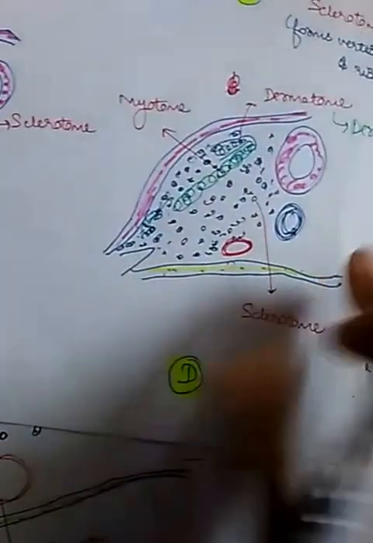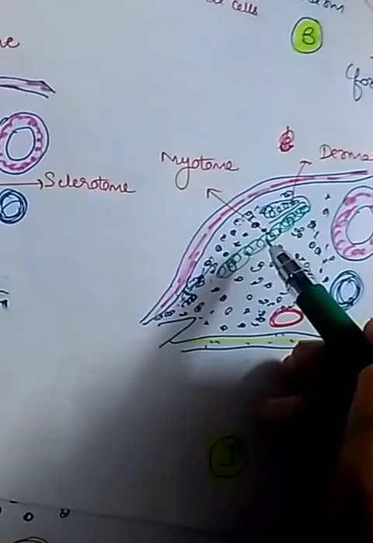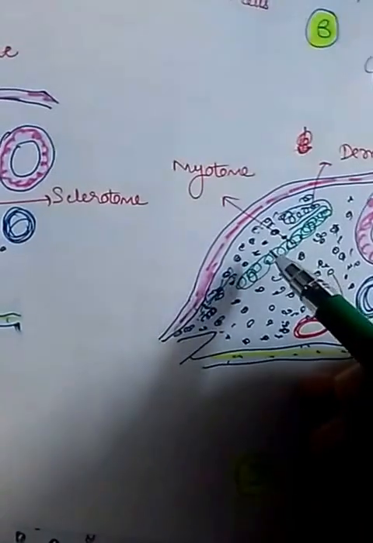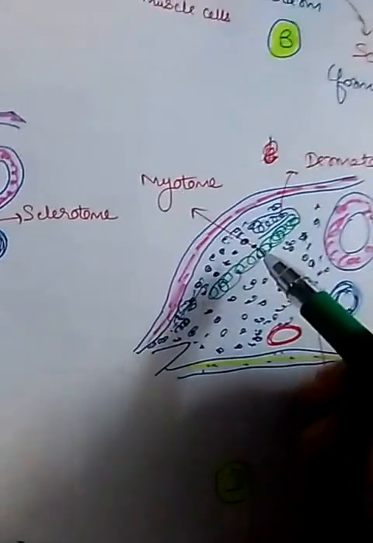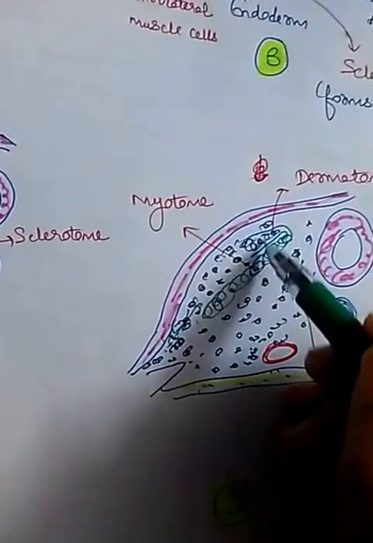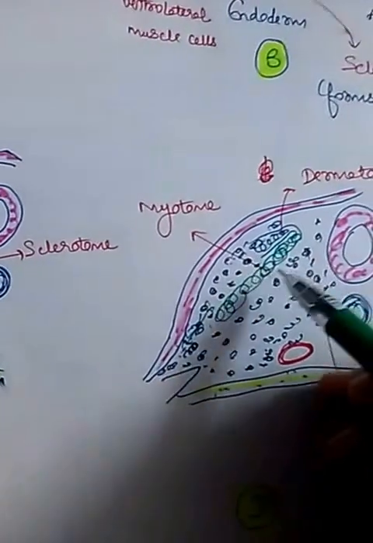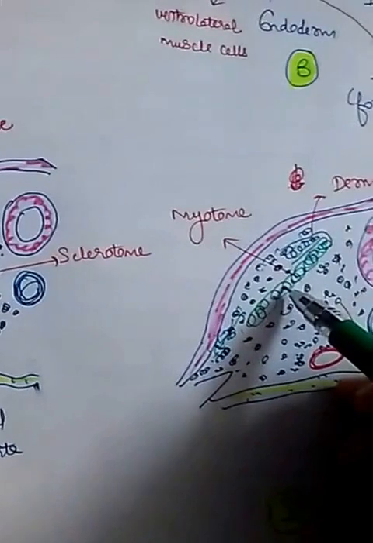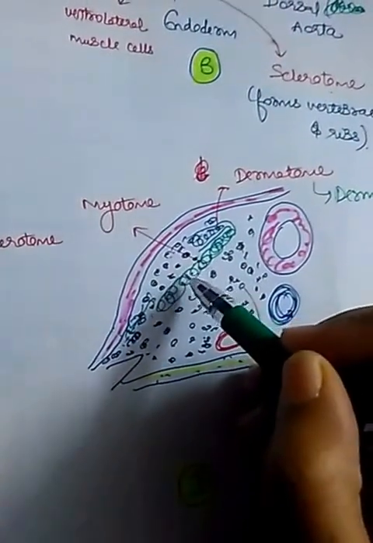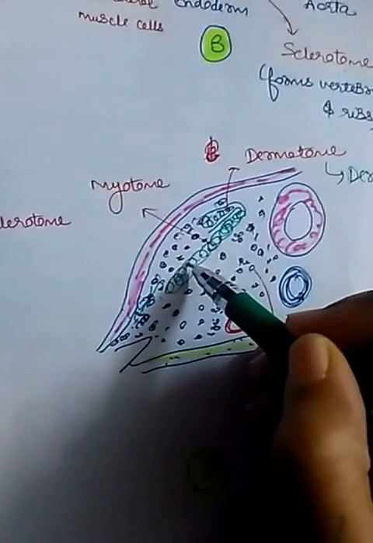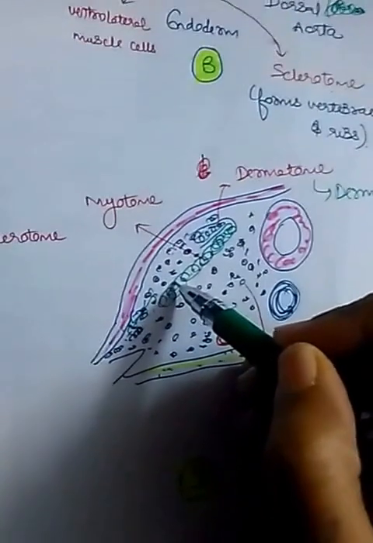And the cells from the dermamyotome, as I have told, the dermatome and myotome are basically together, so you can say this dermamyotome forms the dermis of the skin of the back and the muscles of the back and body wall, especially the intercostal muscles. Got it?